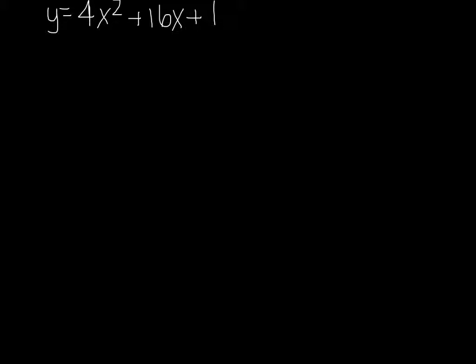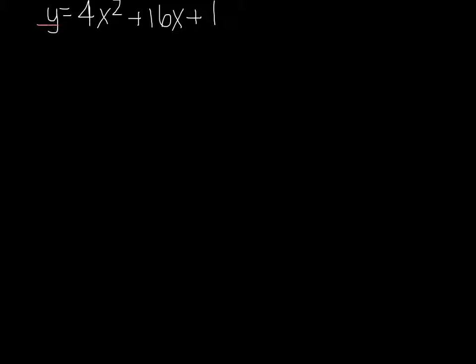But now, how do you complete the square if a, remember a is the coefficient of x squared, isn't 1? Well, make it look like it isn't 1. In fact, what can you do to this 4 to get rid of it? Well, divide everything by 4.